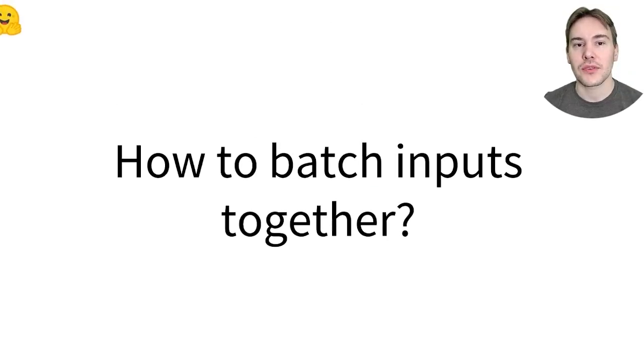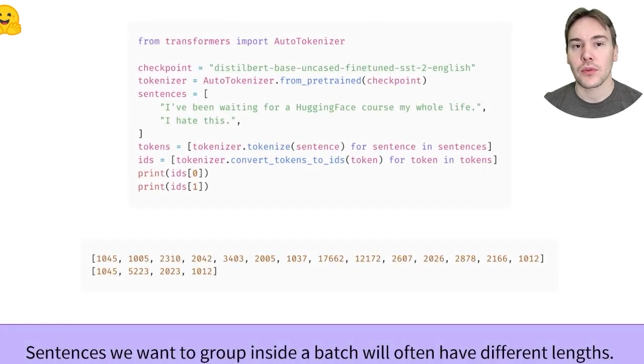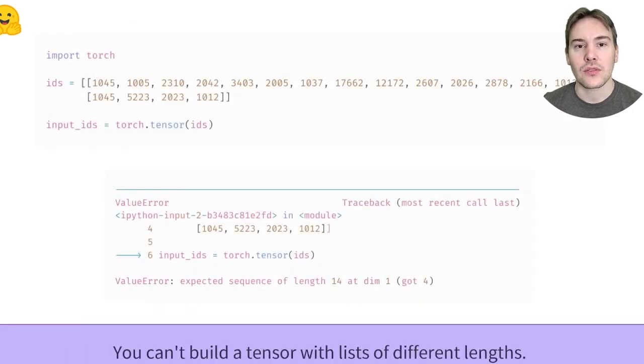How to batch inputs together. In this video, we'll see how to batch input sequences together. In general, the sentences we want to pass through our model won't all have the same length. Here, we are using the model we saw in the sentiment analysis pipeline and want to classify two sentences. When tokenizing them and mapping each token to its corresponding input IDs, we get two lists of different length. Trying to create a tensor or a NumPy array from those two lists will result in an error, because all arrays and tensors should be rectangular.